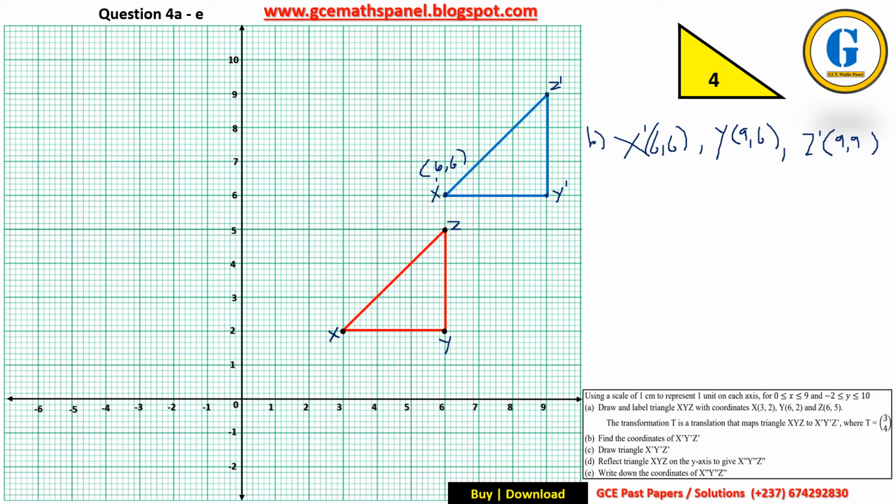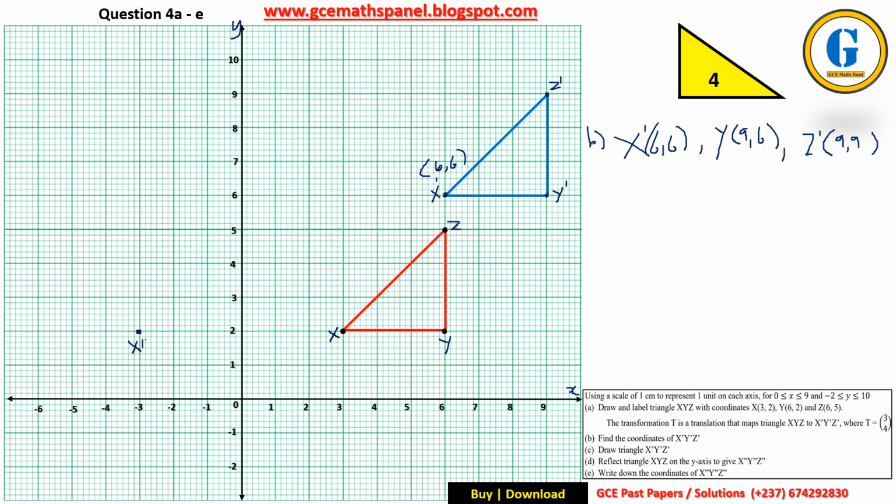Then in D, reflect triangle XYZ on the Y axis. This is the Y axis, right? This is the Y axis, and this is the X axis. Reflect the triangle XYZ on the Y axis. Now, when we reflect this on the Y axis, this is what we are going to have. This point here, where we reflect, is going to be the same distance from this line, from here to here. So we expect our X prime prime to be here.